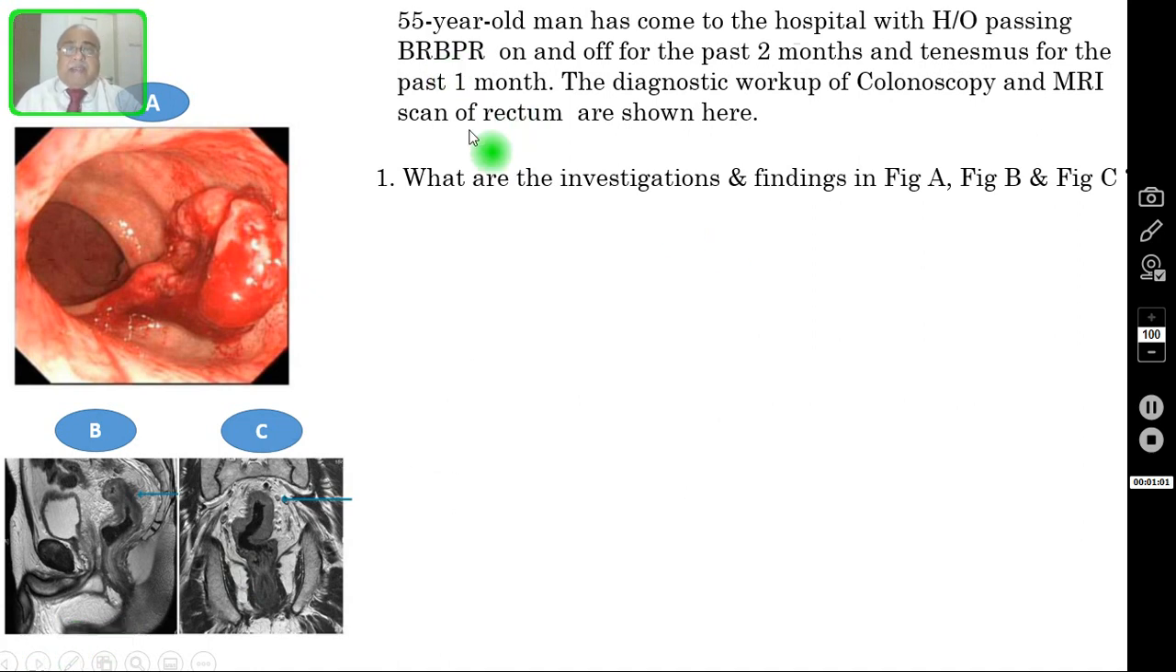So our patient is a 55-year-old man who has come to the hospital with history of passing bright red blood per rectum, that is hematochezia, on and off for the past 2 months and tenesmus for the past 1 month. The diagnostic workup of colonoscopy and MRI scan of the pelvis are shown here.